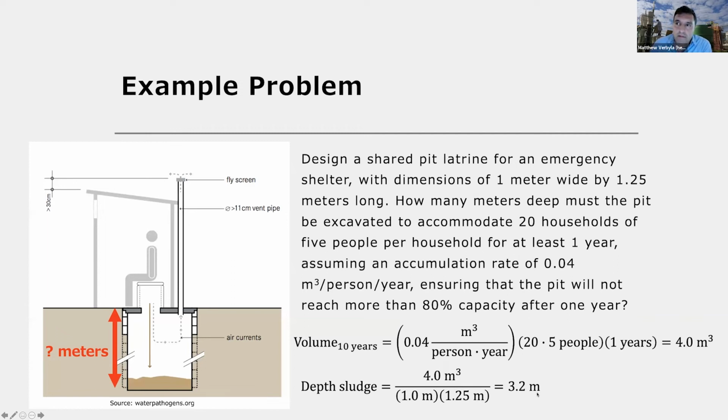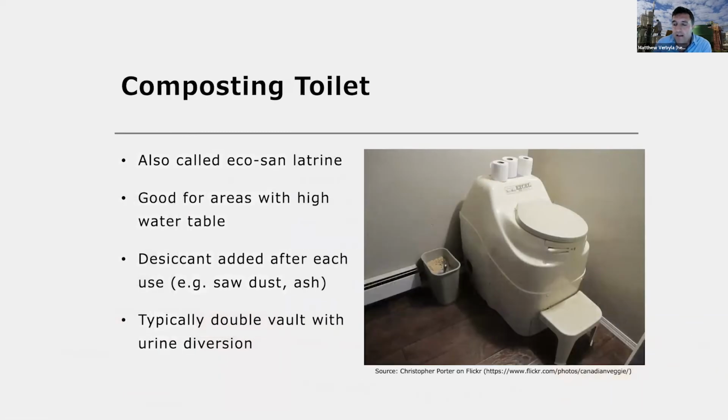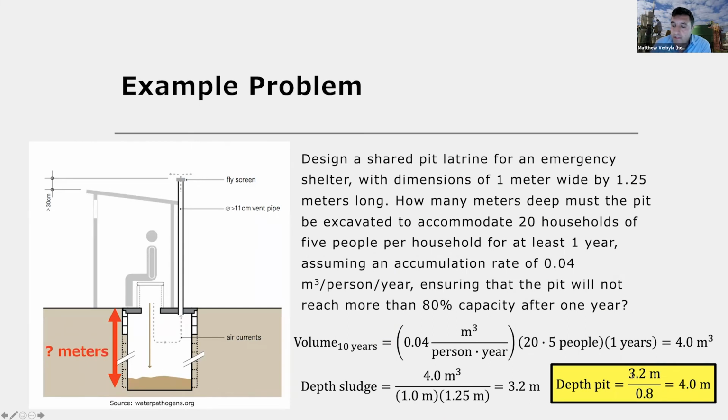So that would be the depth of sludge accumulated in a 1 by 1.25 meter cross-section over a period of 1 year. However, in order to make sure that the pit does not reach more than 80% capacity after 1 year, we would have to divide it by 80%, which would give us a value of 4 meters. So therefore, in order to design a shared pit latrine for 20 households that will last for at least 1 year, the depth would need to be 4 meters.